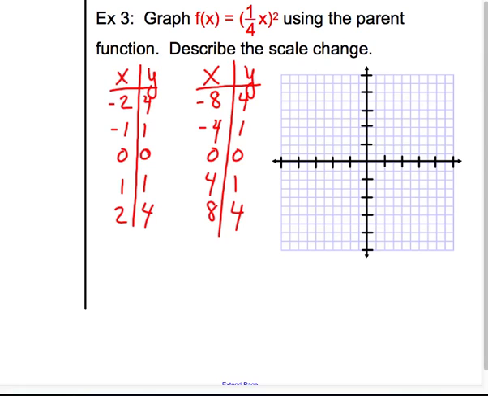Right, and again, I don't have room for my negative 8/4, so I'm going to plot negative 4, 1, 0, 0, 4, 1, and attempt to make a curve instead of a point.